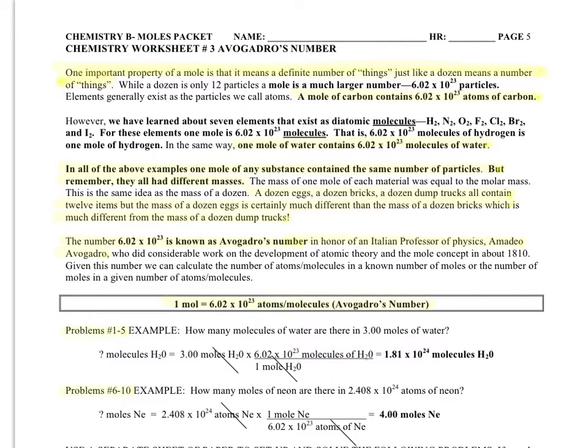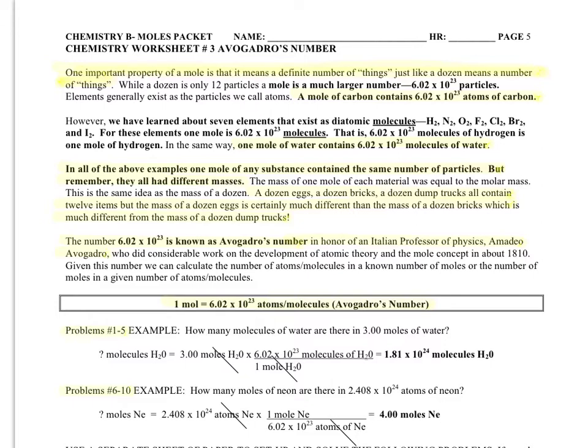So I want you to think of a mole as a term kind of like a dozen, right? If I ask you, how many eggs do you have? If you have a dozen eggs, everybody should be able to tell me that that means 12, right? It's a definite number of things, no matter what thing you're talking about. If you have a dozen dump trucks, you still have 12 dump trucks. So a mole is a lot more than 12.